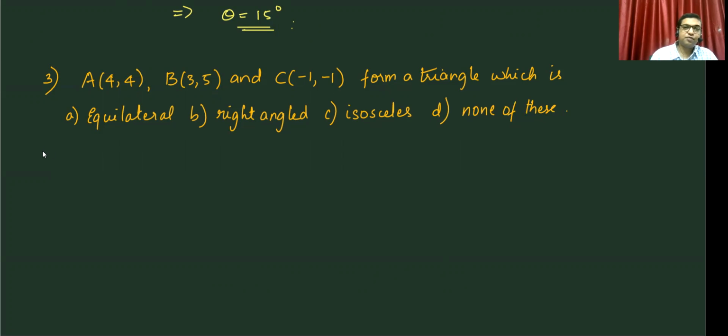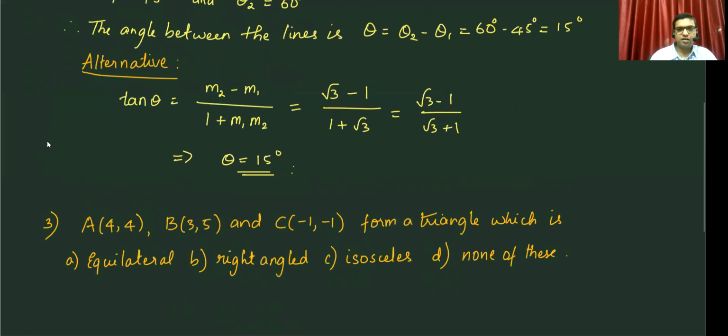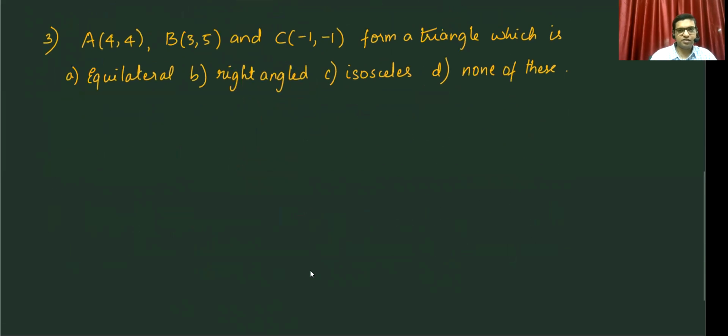Now use the concept of slopes. Previously, when we did coordinate systems, we did the same problem using distances. That is also valid. Now let us do this by slopes. Find out the slope of AB, slope of BC, slope of CA. That will itself tell us something.